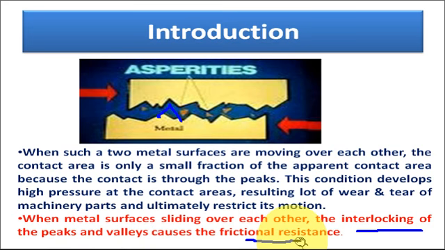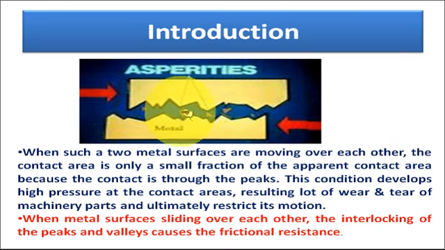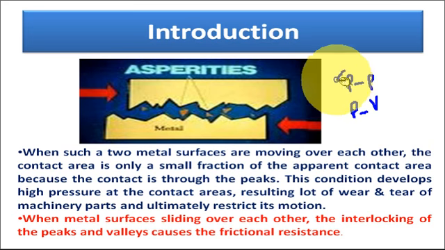So the fundamental fact is that metal surfaces are not very smooth. All metal surfaces possess irregularities in the form of peaks and valleys, like this. Now when two metallic surfaces move over each other, two possibilities are there: first, peak to peak contact, or second, peak to valley contact. In both cases, there will be a restriction towards motion.